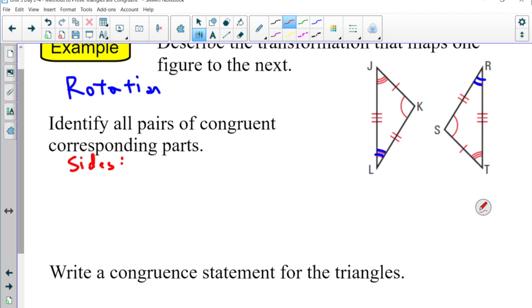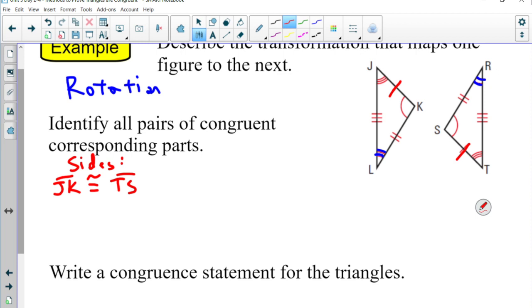So first off, for the sides, we have J to K being congruent to, well, J to K is matching up, 1 tick mark matches up with 1 tick mark, T to S. That's pair of sides number 1. And I'm just going by the tick marks. So J to K matches up with T to S.